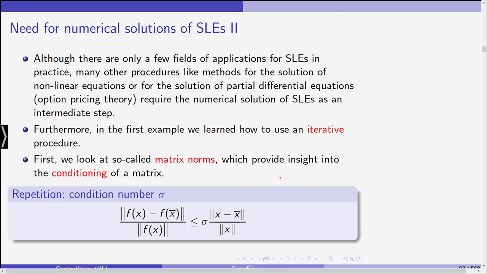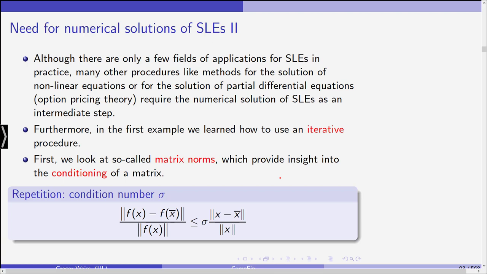So we first need to think about errors. And we do this by looking at so-called matrix norms and looking at the condition number. If you remember the first lecture, we talked about the condition of a mathematical problem, die Konditionierung in German, or die Konditionszahl, the condition number sigma: the absolute error between f of x and f of the disturbed input data x bar, divided by the true solution f of x, has to be smaller or equal than sigma times the relative error in your input data.